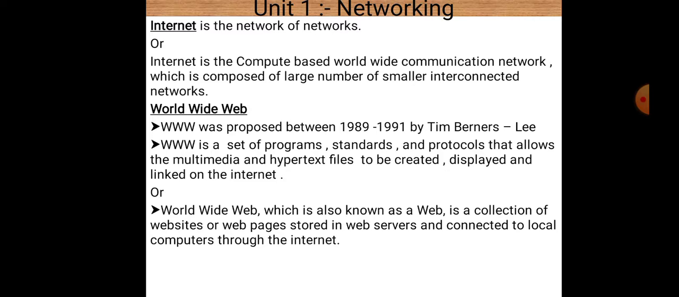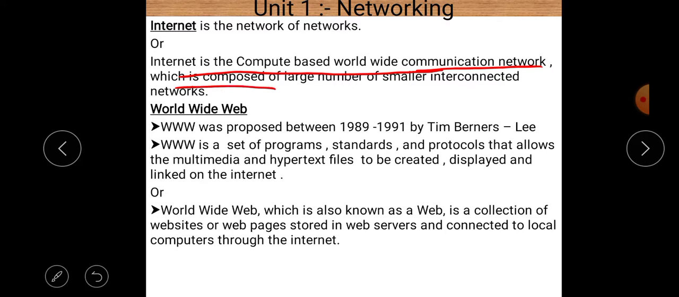And what is the internet? The internet is a network of networks, or we can say that the internet is a computer based worldwide communication network which is composed of a large number of smaller interconnected networks. The simplest definition, if you want to define it in only a single line, is that the internet is nothing but the network of networks.